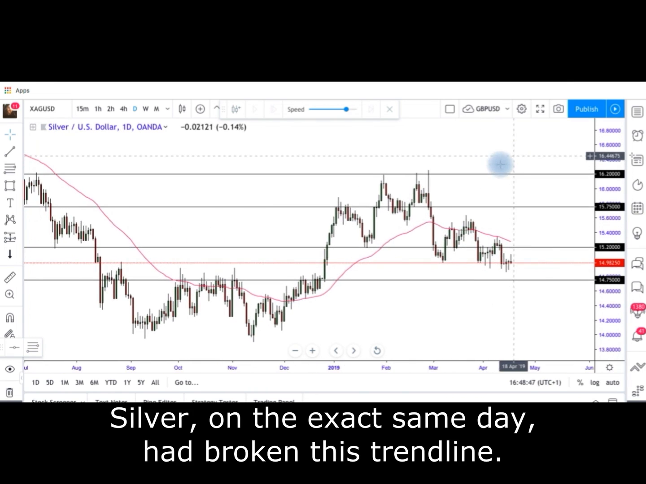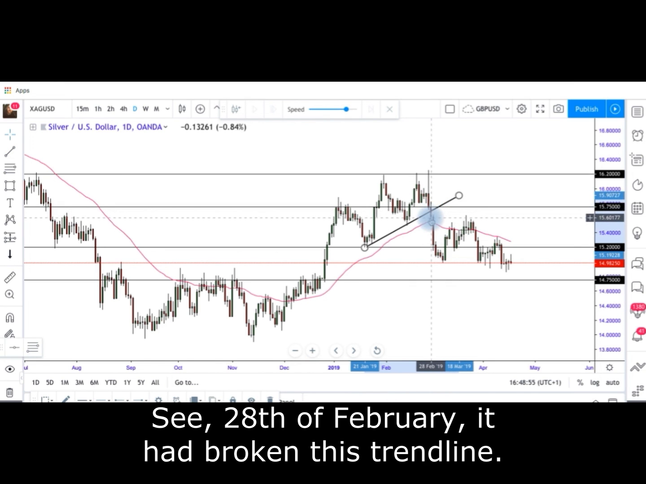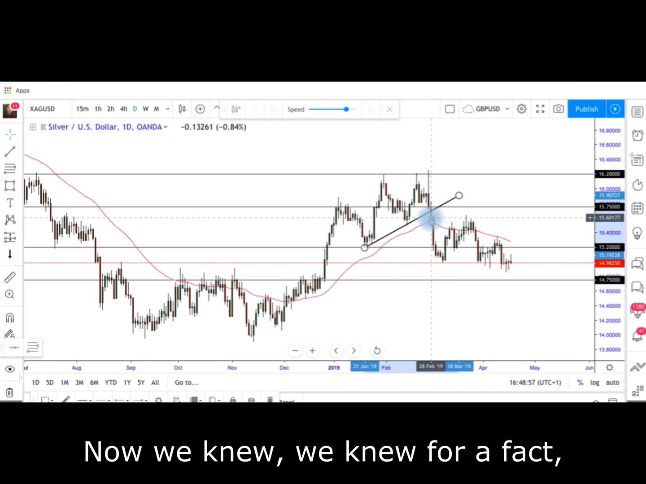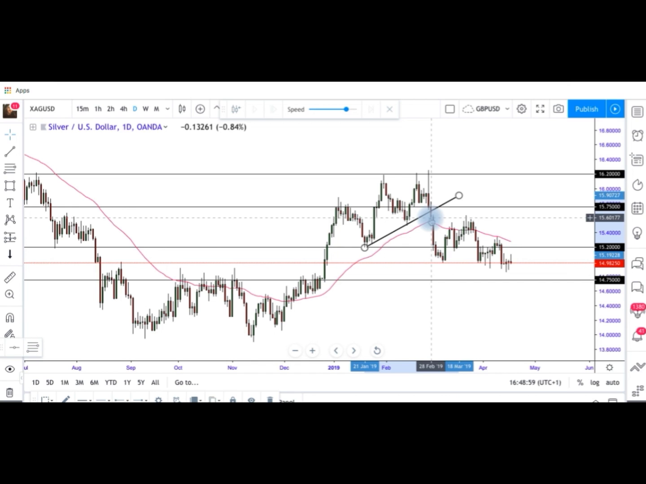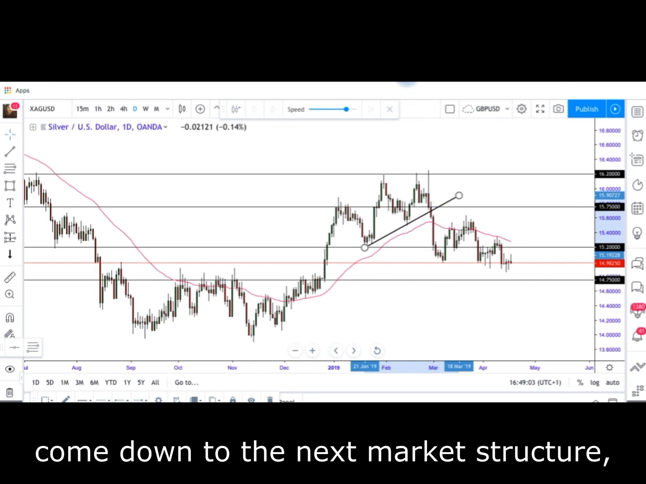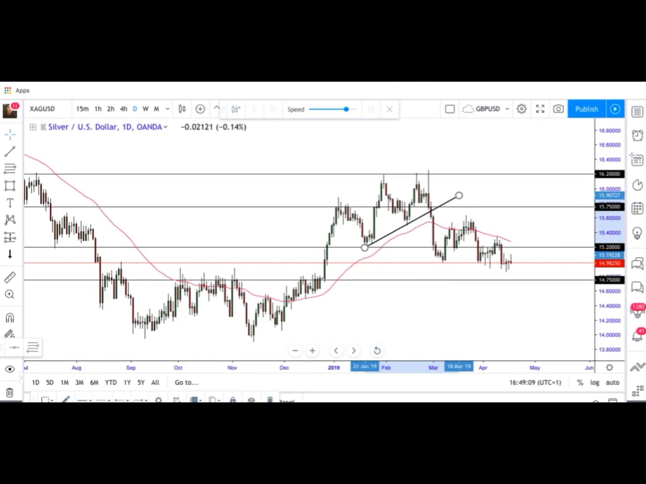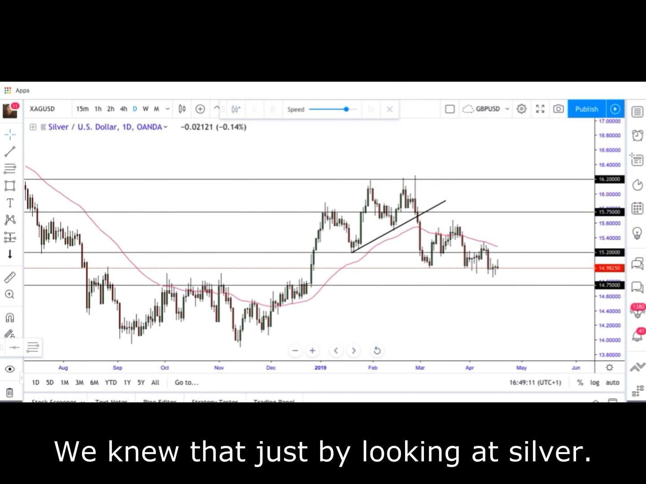Silver, on the exact same day, had broken this trend line. See, 28th of February, broken this trend line. Now, we knew for a fact that when it broke this, it was probably going to come down to the next market structure. So therefore, when this broke, this was not a fake out. This was going to sell off. We knew that just by looking at silver.